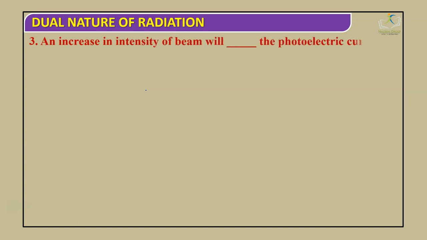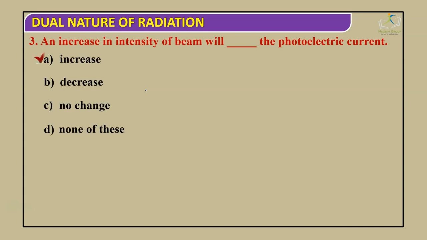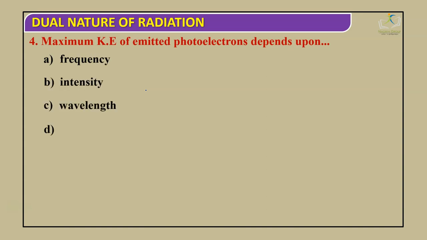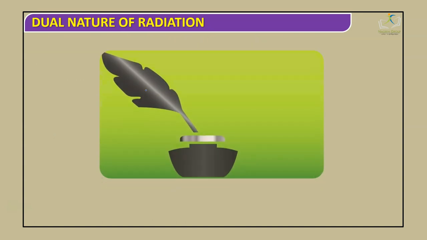If the intensity of the beam is increased, the photoelectric current will: increase, decrease, no change, none of these. The correct answer for this question is increase. Next, the maximum kinetic energy of emitted photoelectrons depends upon frequency, intensity, wavelength, or none of these. The correct answer for this question is frequency.